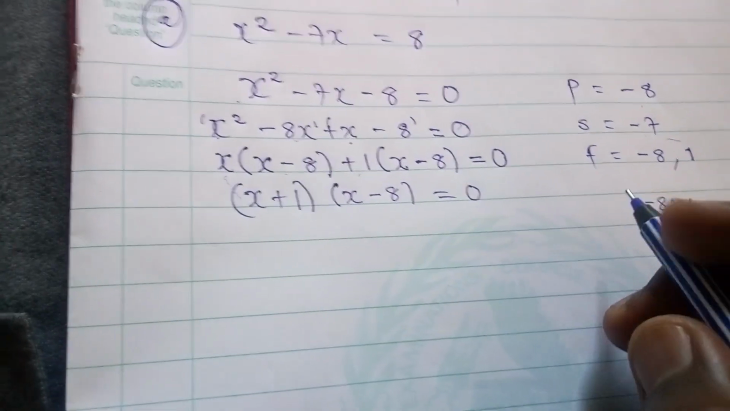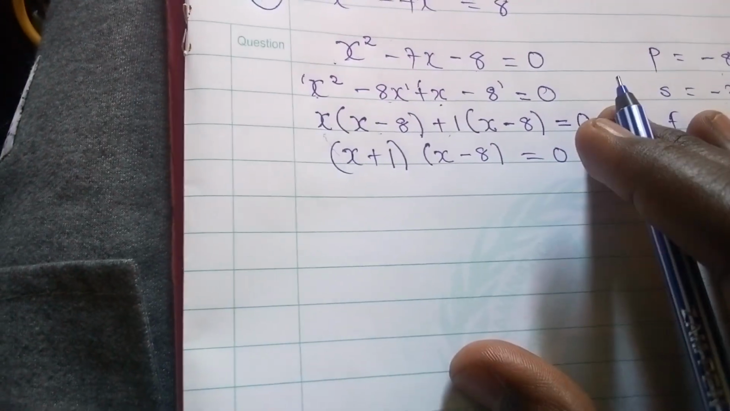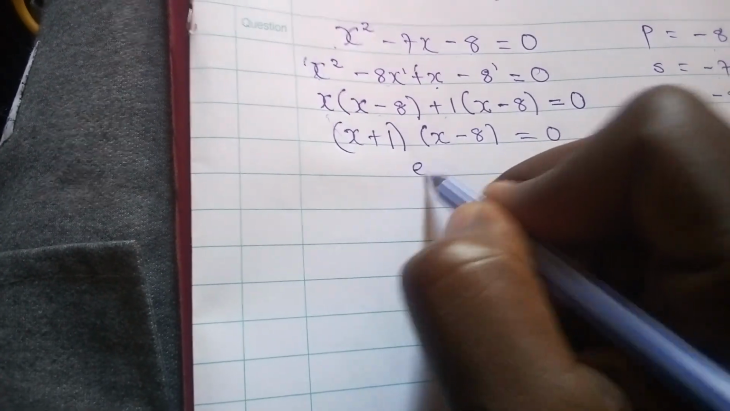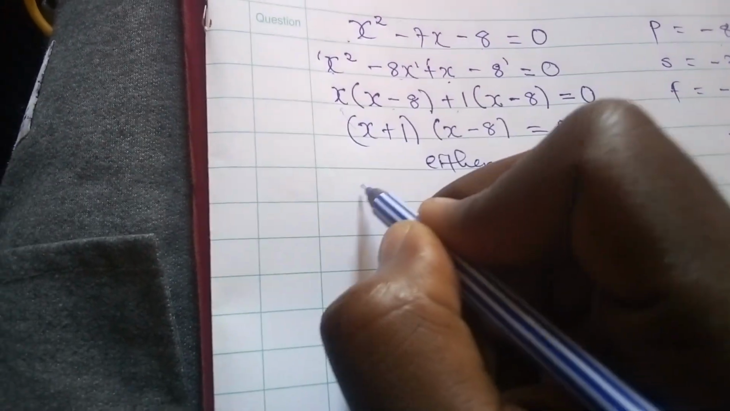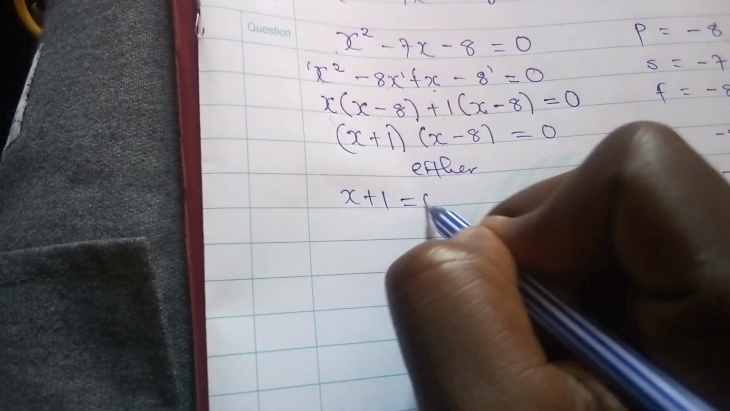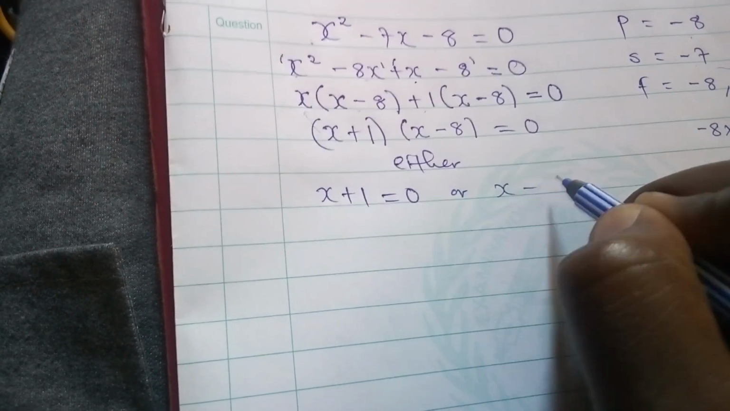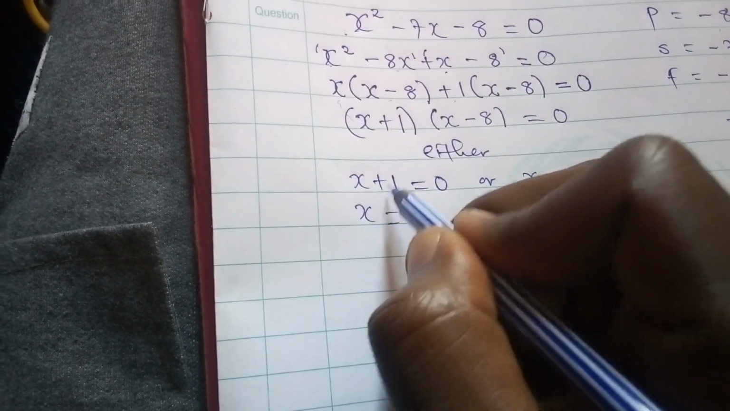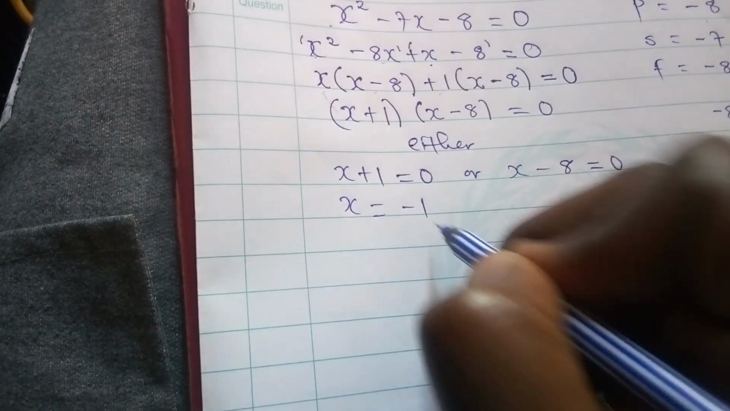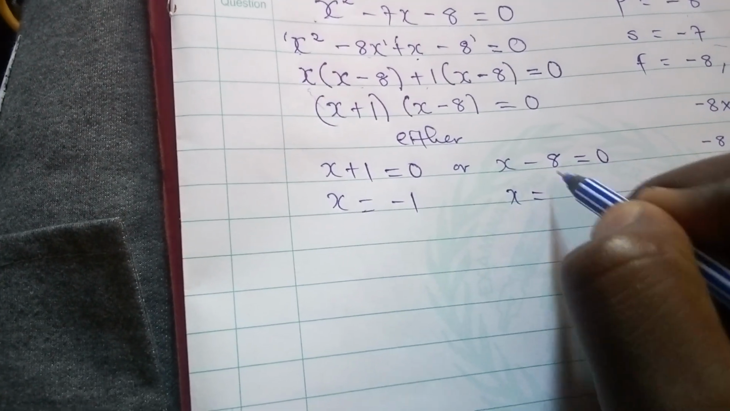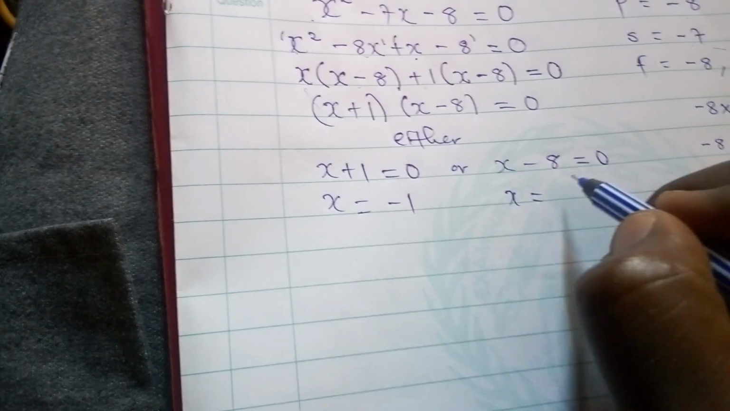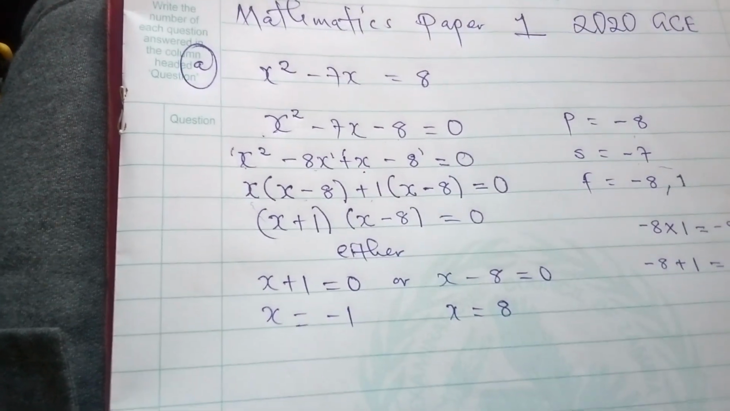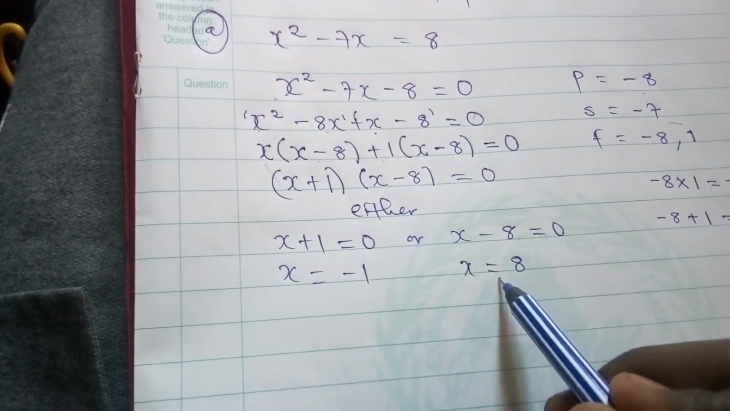From there, you equate each factor to 0, so either x plus 1 is equal to 0 or x minus 8 is equal to 0. So x, and the positive 1 crosses the equal sign to become negative 1. For the other one, x is negative 8 crossing the equal sign to become 8. So it means you have solved the equation, and these are the final answers.